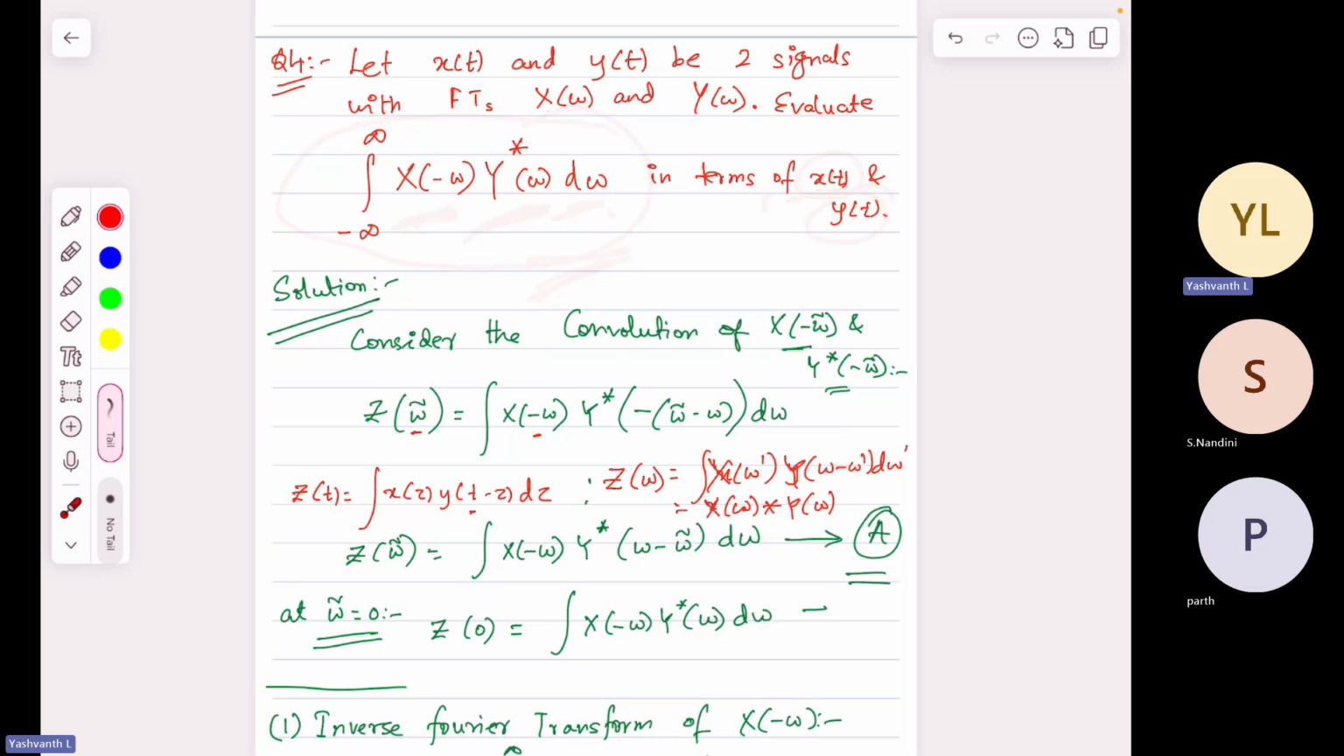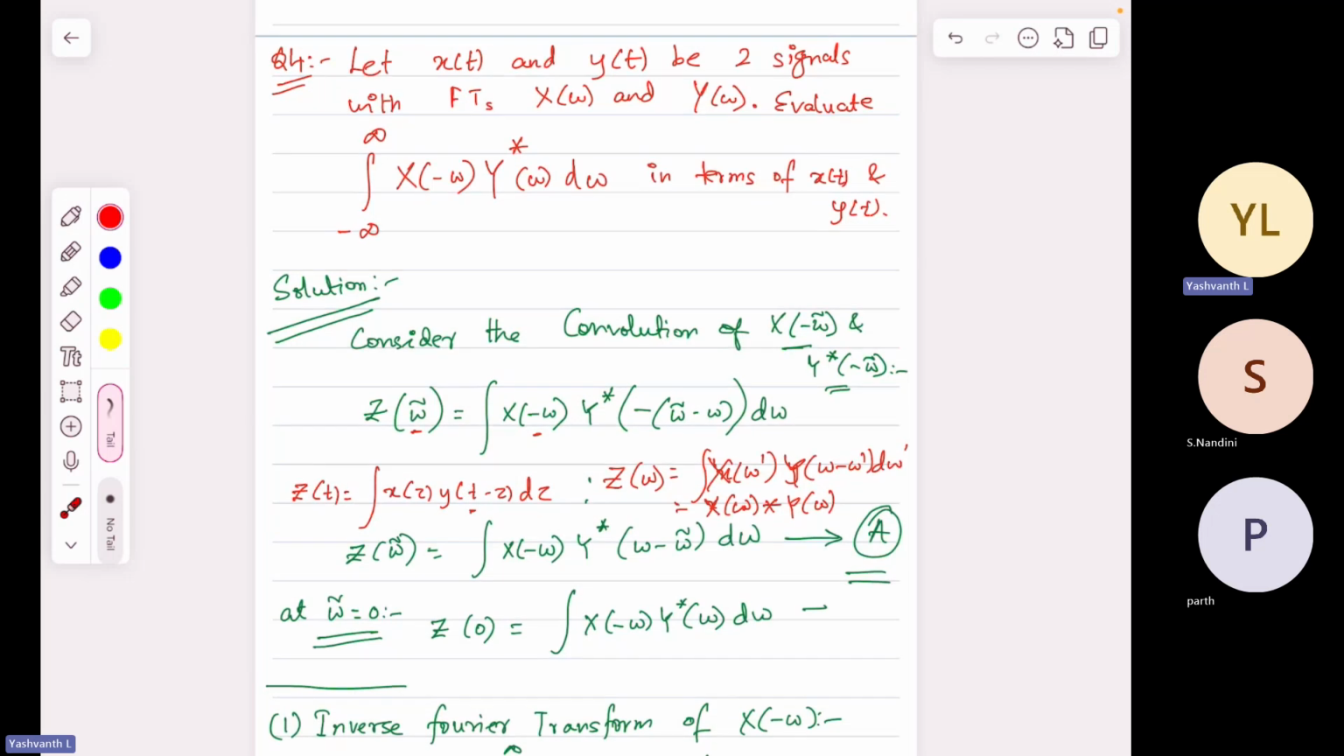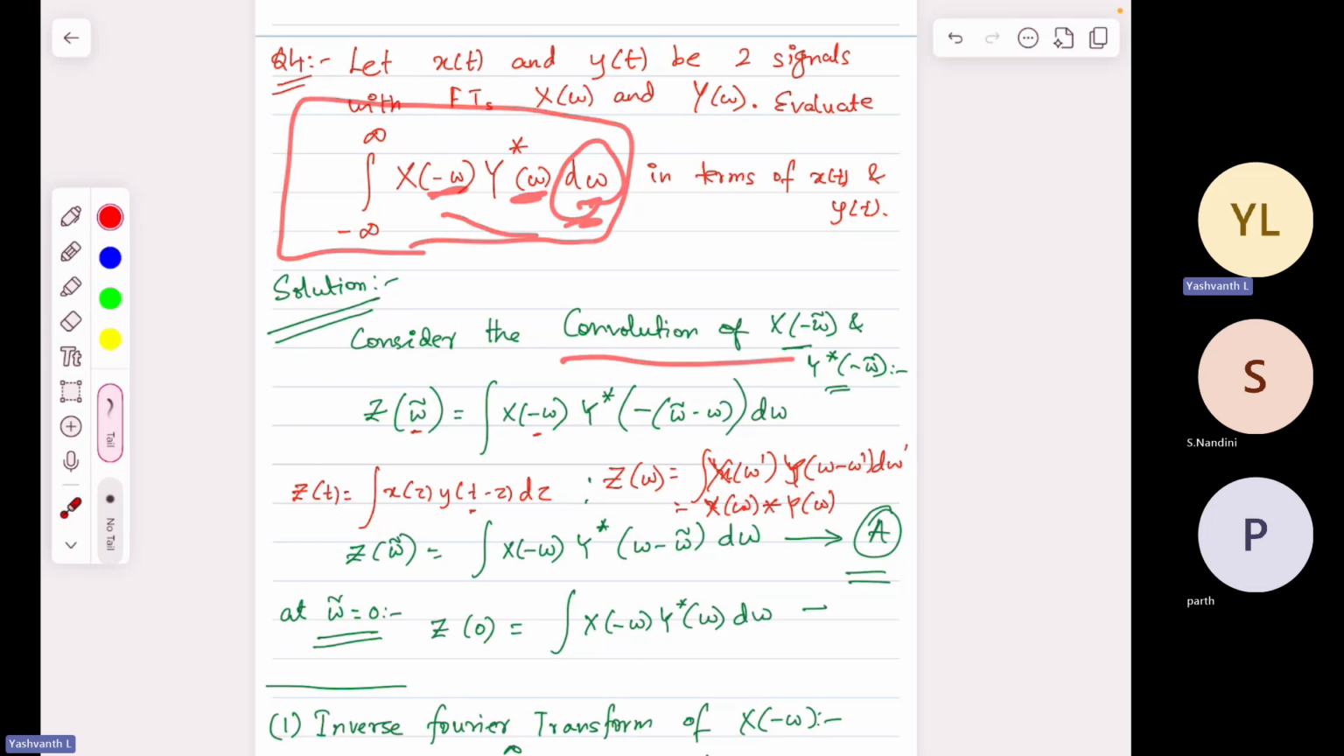That is the question. So first, why did I get the idea that I need to go with convolution? The basic reason is because in convolution only you will multiply two signals and then integrate over them. That's why you see I'm multiplying two signals and then integrating over all omegas. So somehow I need to bring in the convolution property. That is the first thing.